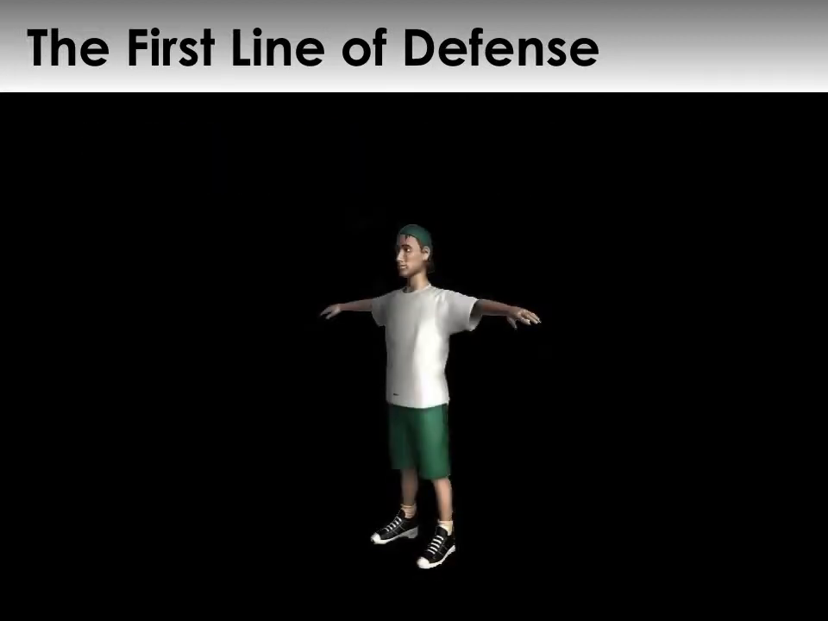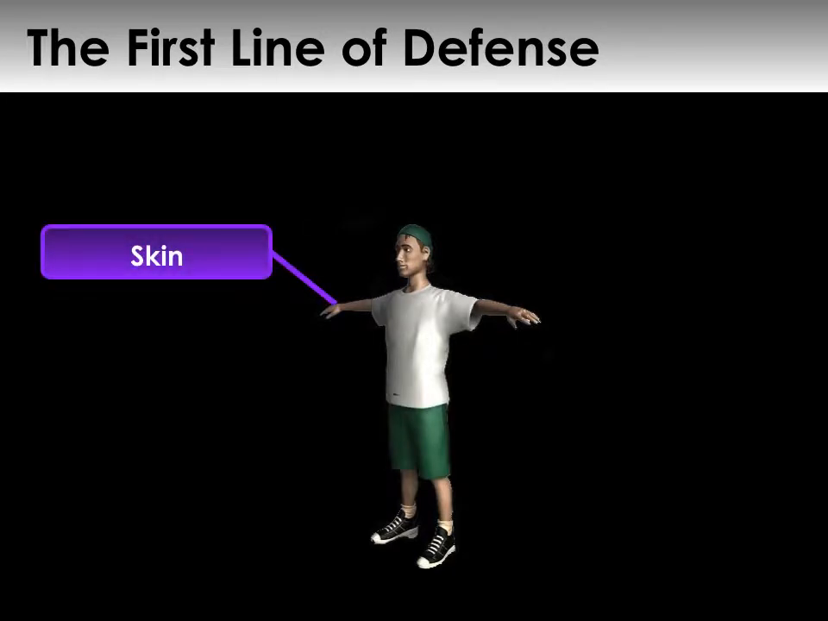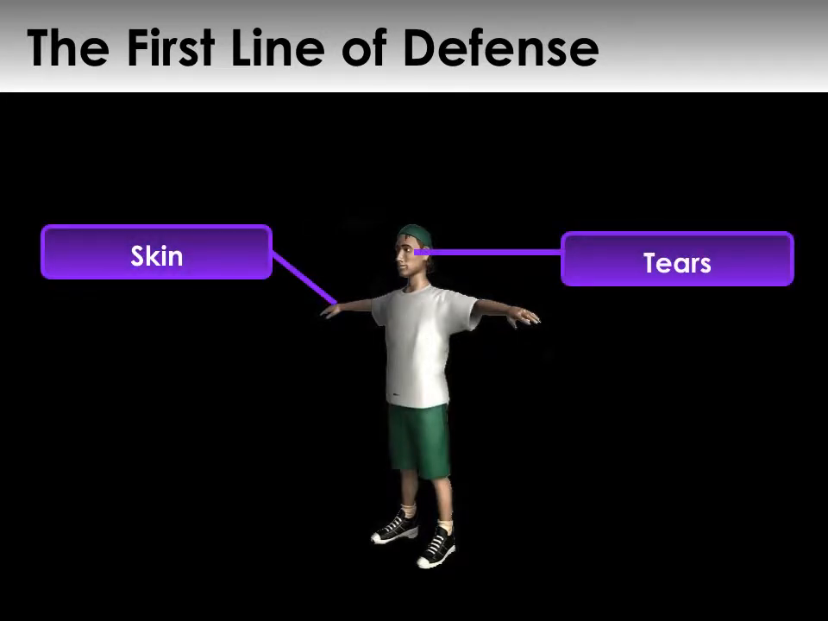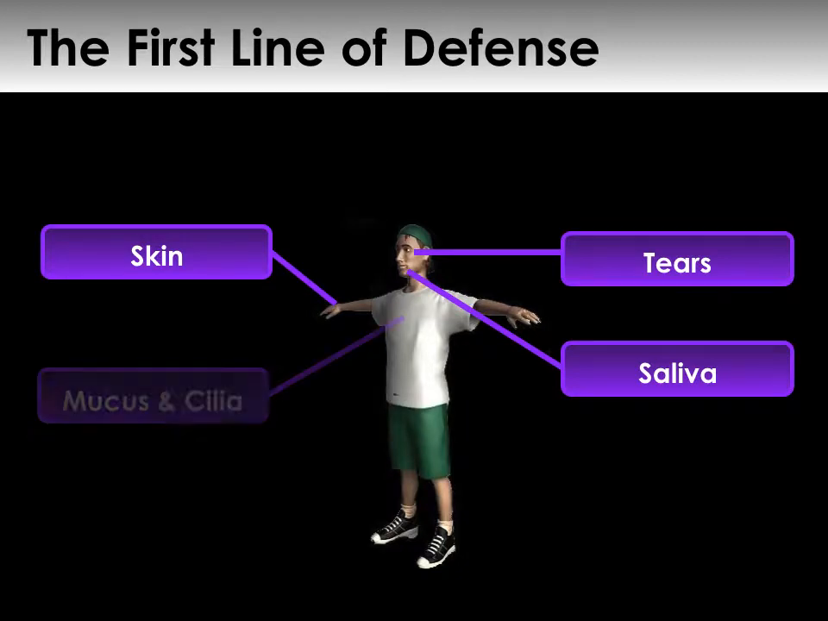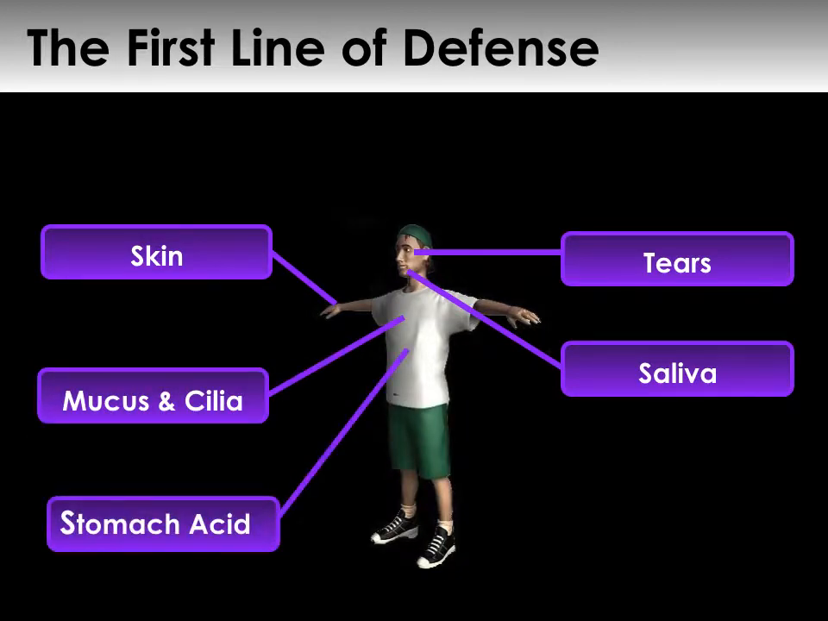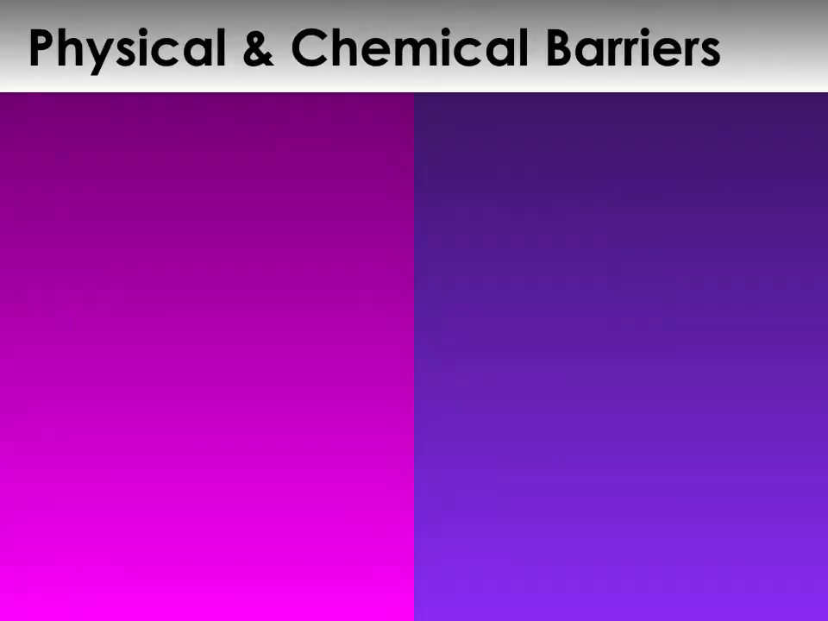The first line of defense is preventing microbes from entering our bodies in the first place, and there are a few places where that happens. The first and biggest one is the skin, but also tears, saliva, mucus and cilia, and stomach acid are all considered parts of the first line of defense. You can further break up that first line of defense into physical and chemical barriers.